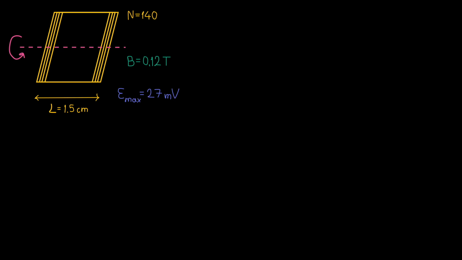A generator with a square-shaped coil is rotating in a uniform magnetic field. The coil has 140 turns. The magnetic field has magnitude 0.12 Tesla. One side of each square loop measures 1.5 centimeters. And the maximum value of the induced EMF is 27 millivolts.